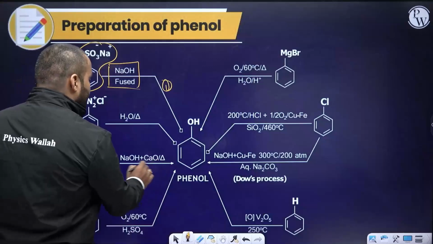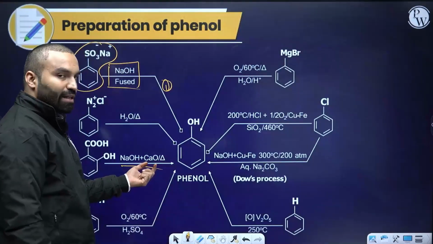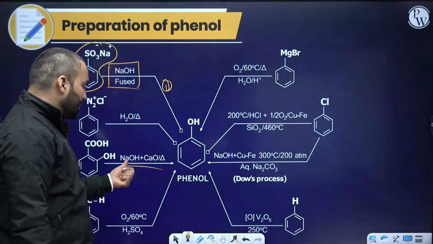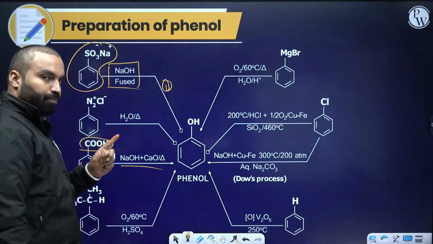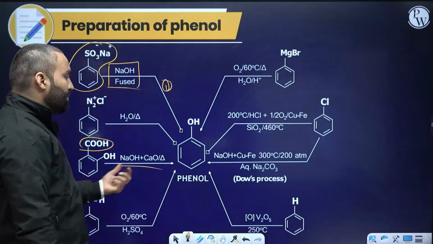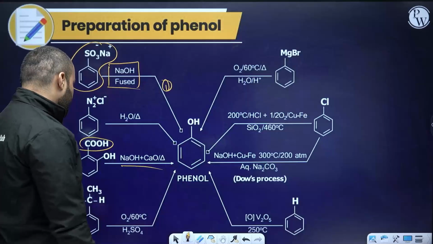This is known as a decarboxylation reaction. This is also heating in the presence of soda lime, calcium oxide. When you heat in the presence of NaOH, you can get rid of this C double bond O OH group. This is salicylic acid. You can make just phenol from salicylic acid by heating it in the presence of NaOH and calcium oxide.